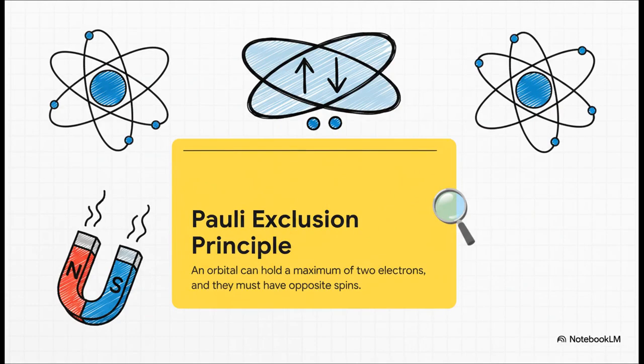And finally, the Pauli exclusion principle. This one's a big deal. It says that if 2 electrons must share an orbital, they cannot be identical. They have to have opposite spins, which is a fundamental quantum property. We show this with those half arrows pointing in opposite directions, one up, one down. They have to oppose each other to coexist in the same tiny space.